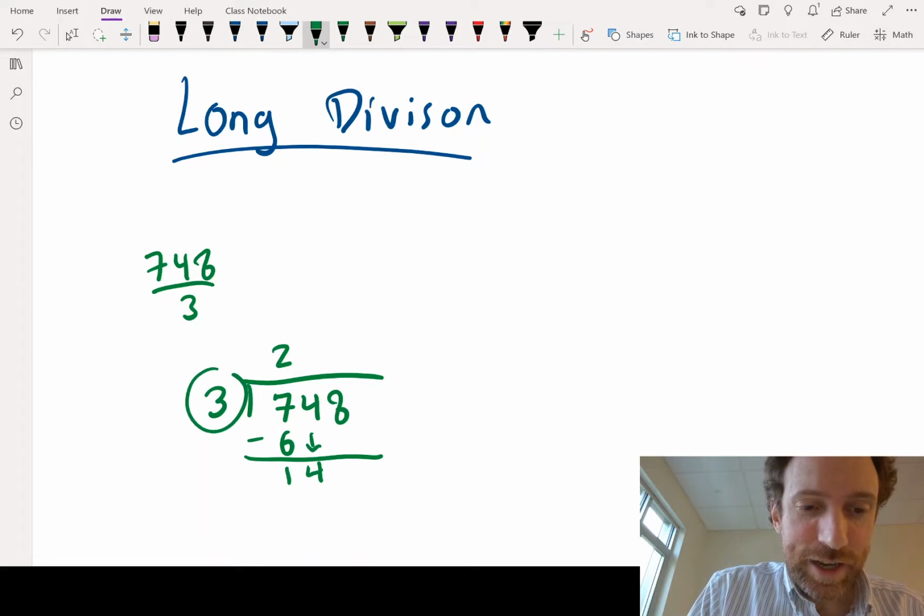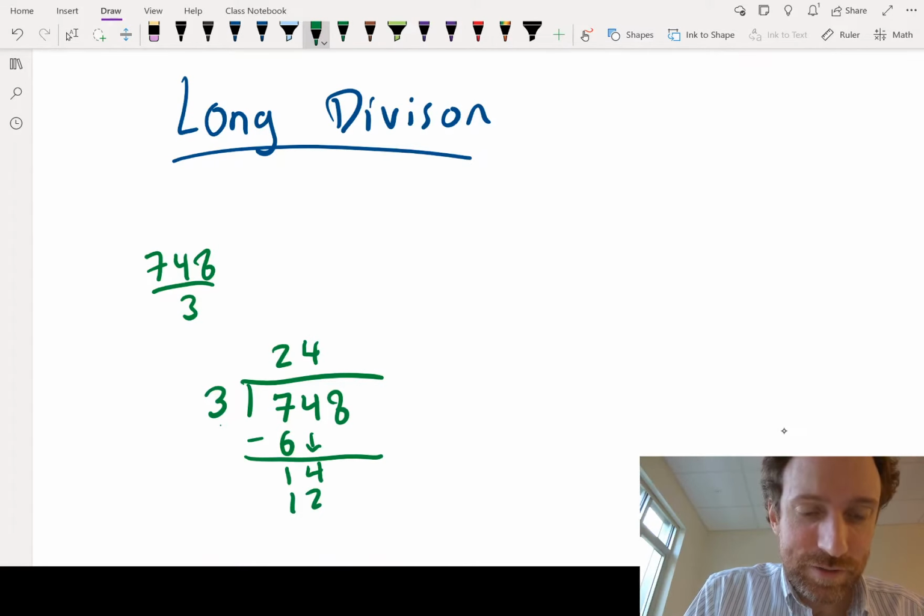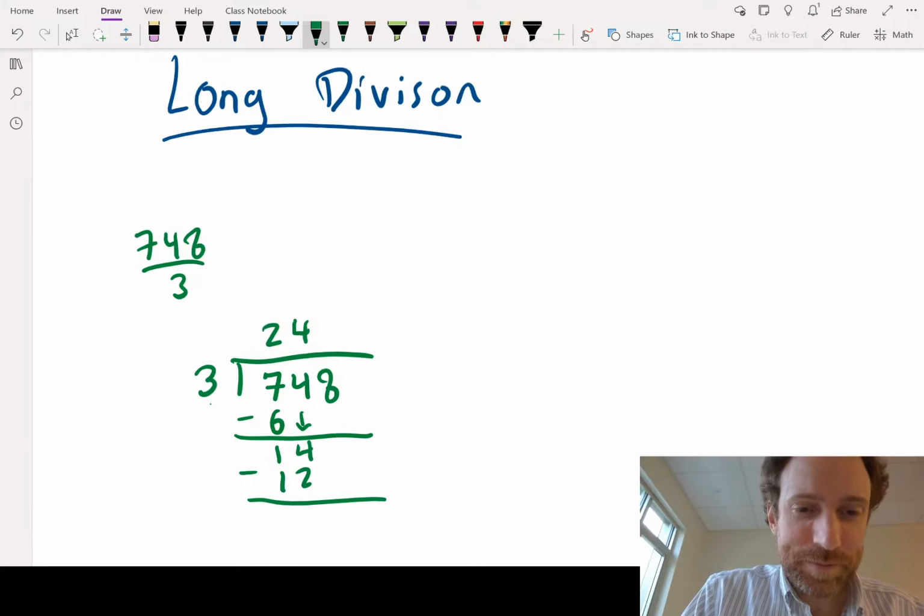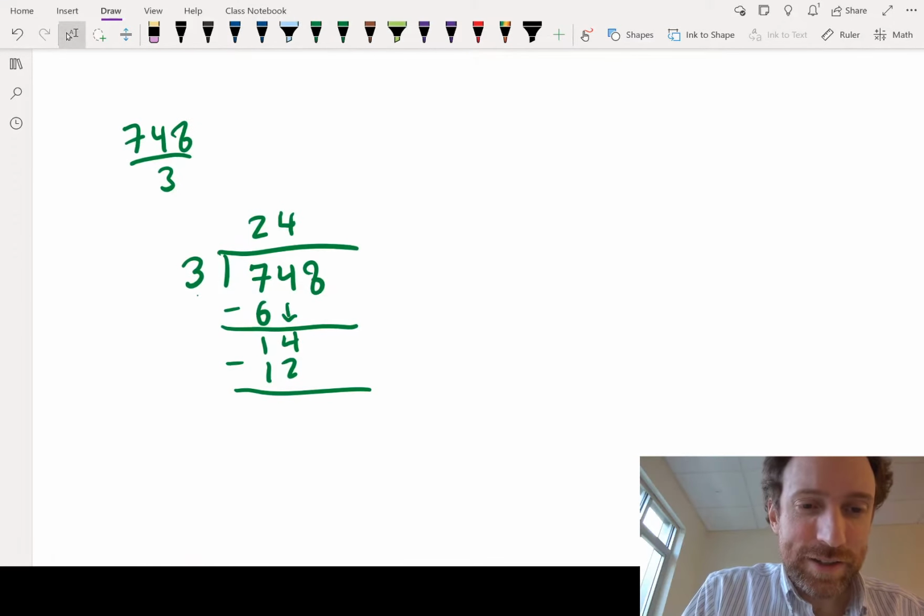Now you say, how many times does 3 go into 14? And the answer is 4. Now multiply. 4 times 3 is 12. And subtract. And we get 2. Bring down the 8.